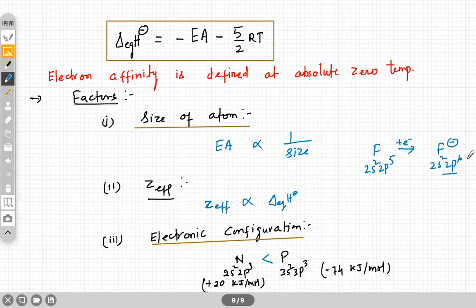Halogens have 2p5 configuration, so they will easily accept that one electron. Since they gain the noble gas configuration, they release a lot of energy, hence negative electron gain enthalpy.